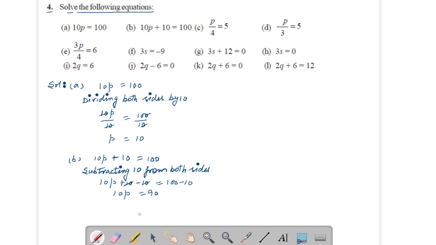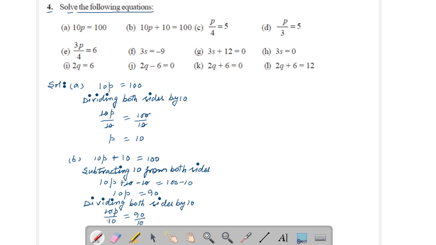How will you remove this 10 from p? By dividing it by 10. Dividing both sides by 10. What will you get? 10p upon 10 equal to 90 upon 10.